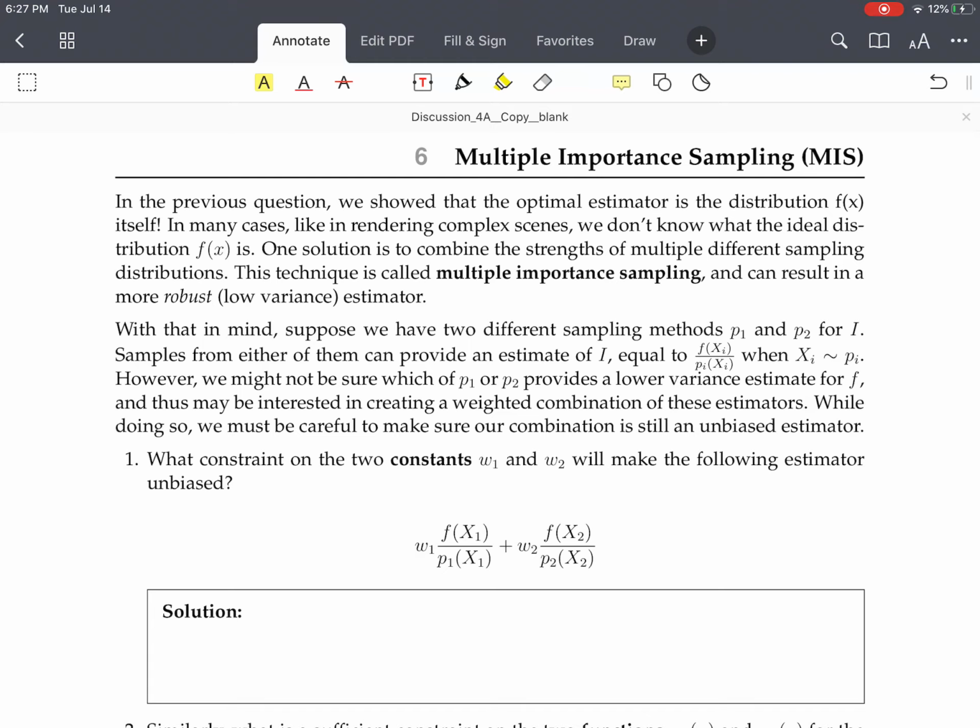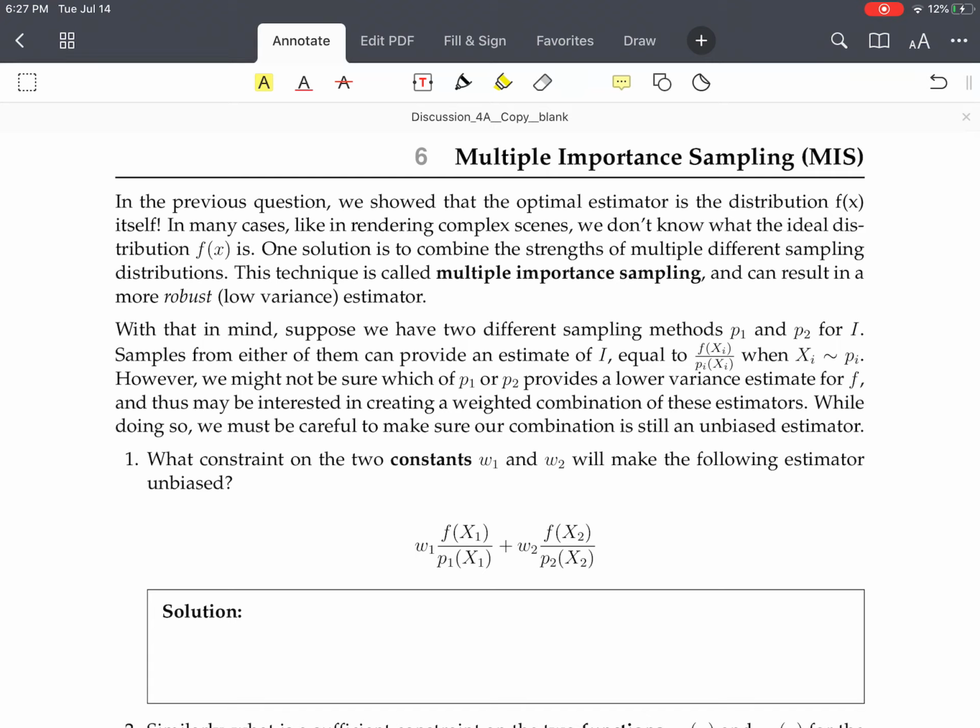Okay, so with that in mind, suppose we have two different sampling methods, P1 and P2 for I. Remember, I is this integral that we want to calculate. Samples from either of them can provide an estimate for I, right? We can set up an unbiased estimator and find an estimate of I. But we're not sure which one is better. Is P1, P2, which one has lower variance? And what we might want to do is put them both together, ideally combine their strengths, and then hopefully get something that's better than either one alone.